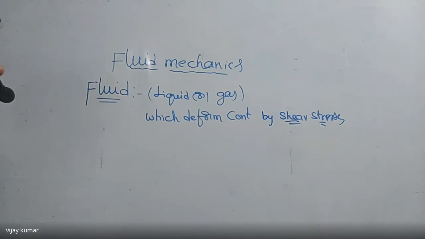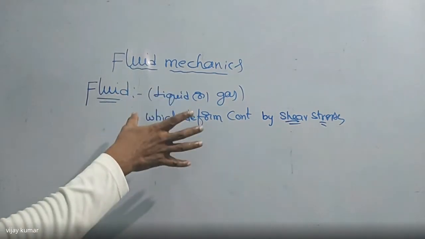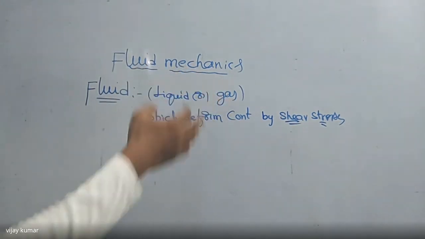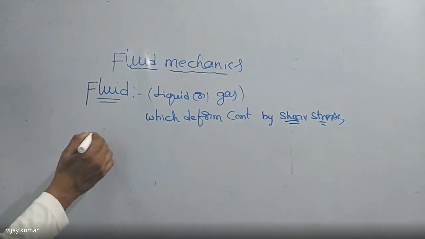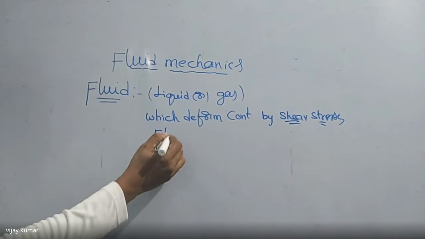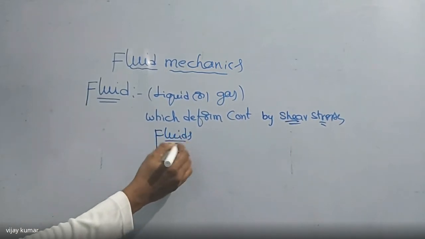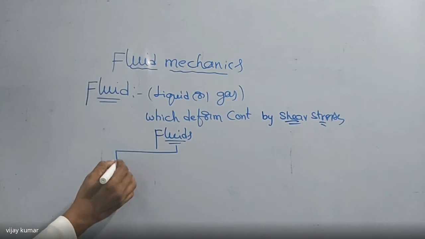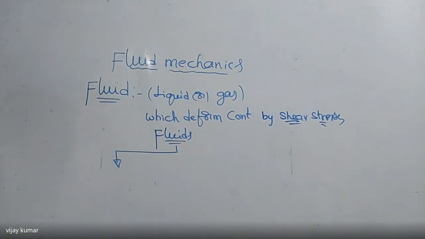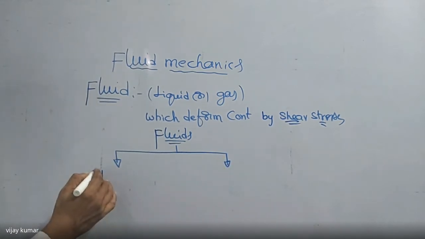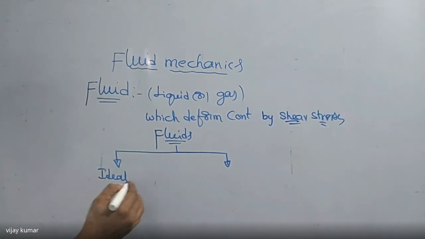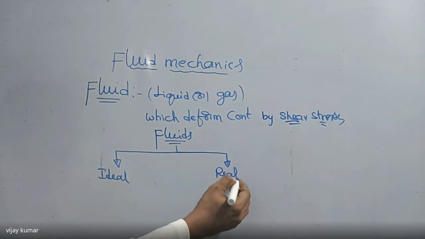So this is the definition of fluid. Fluid is a substance which is in the form of liquid or gas which deforms continuously by the shear forces or shear stresses. That is the definition of fluid. Now here, how many types of fluids are there? Fluids are two types. One is ideal fluid, and the second one is a real fluid.